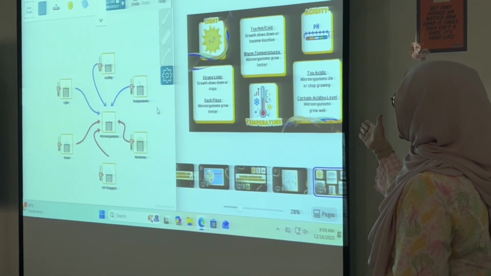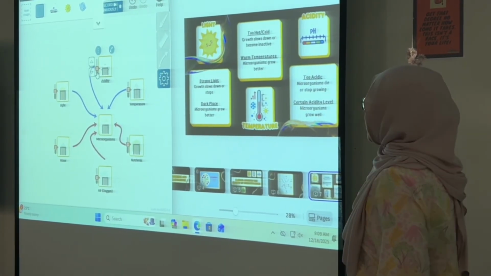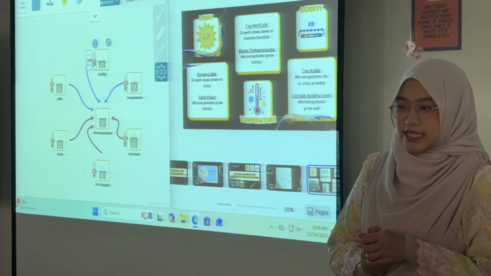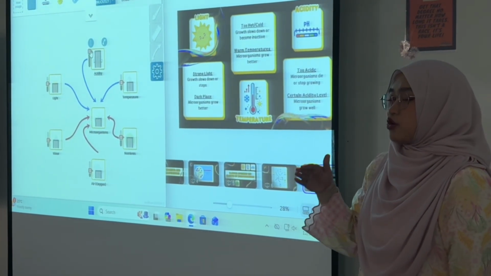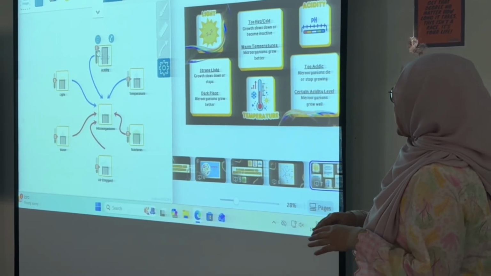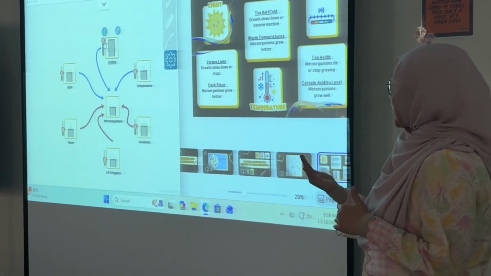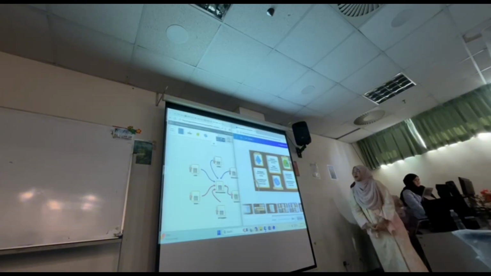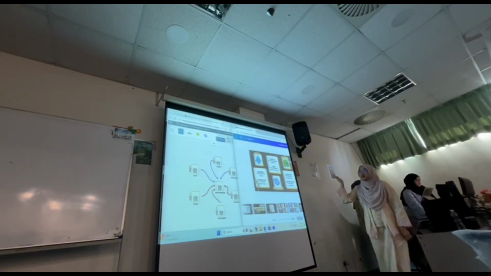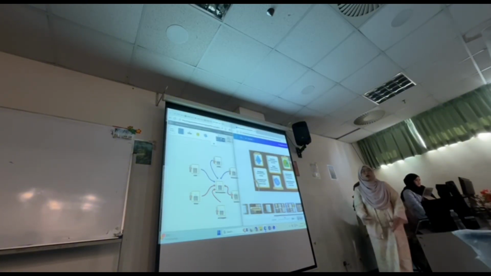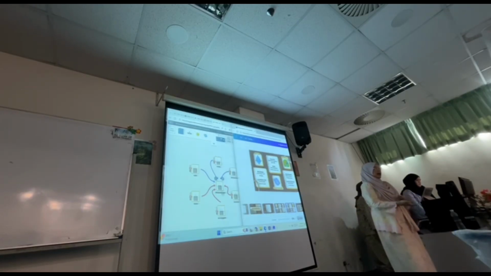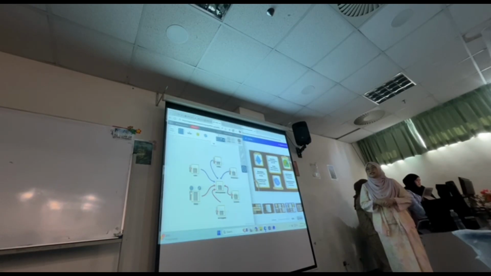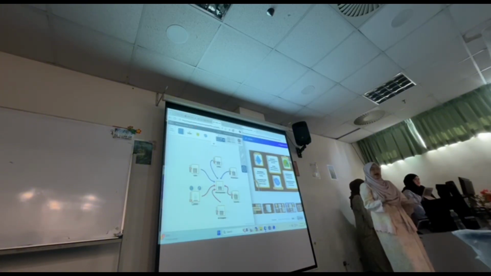Other than that is the acidity. When the environment of the microorganism is too acidic, the microorganism will die or stop growing. But when there is a certain acidity level, it will grow well. Other than that is water. When there is more water, the microorganism will grow faster and multiply. But when there is less water or it is dry, the growth slows down or stops.